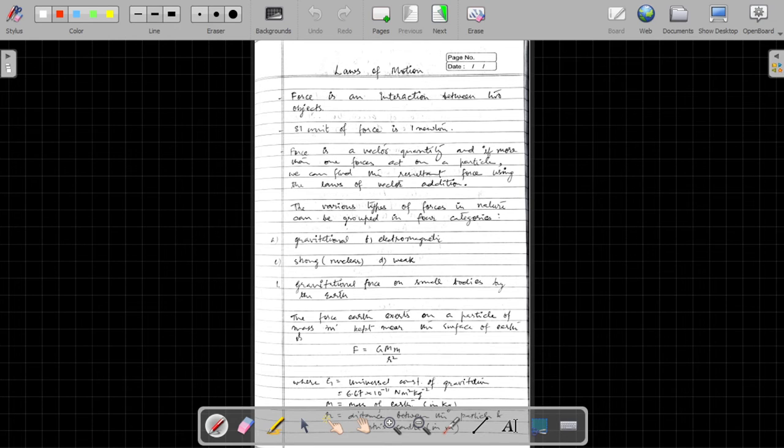Welcome everyone to the start of the new chapter, which is laws of motion. With this new chapter, we'll be diving into a lot of new concepts and a lot of ideas which we have already been knowing all along. Mainly, we'll be covering the ideas of Newton's laws of motion and how forces act on blocks and pulleys.